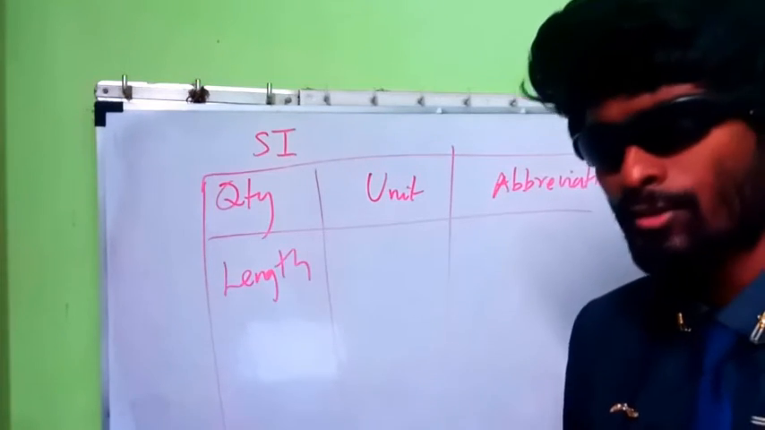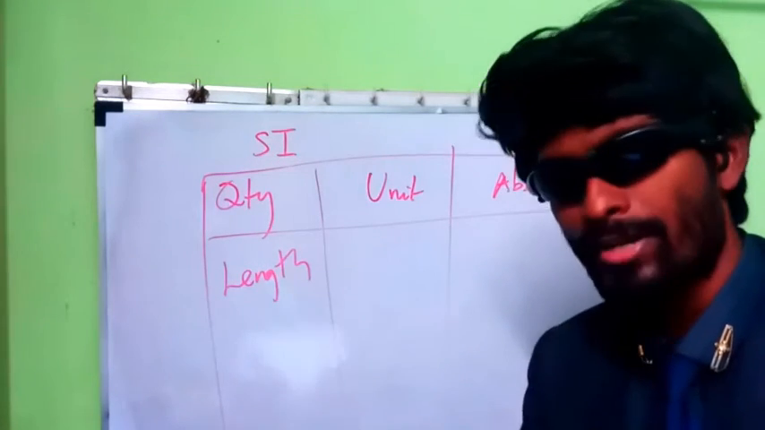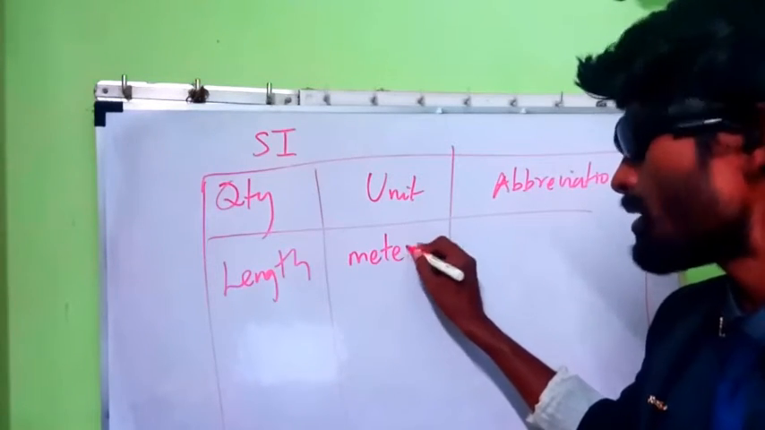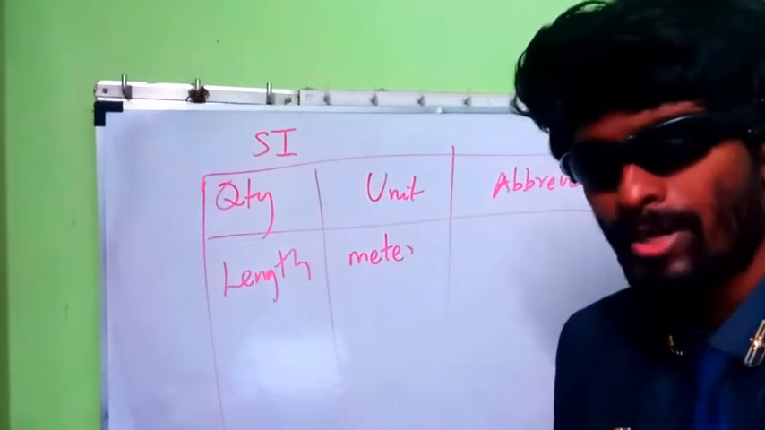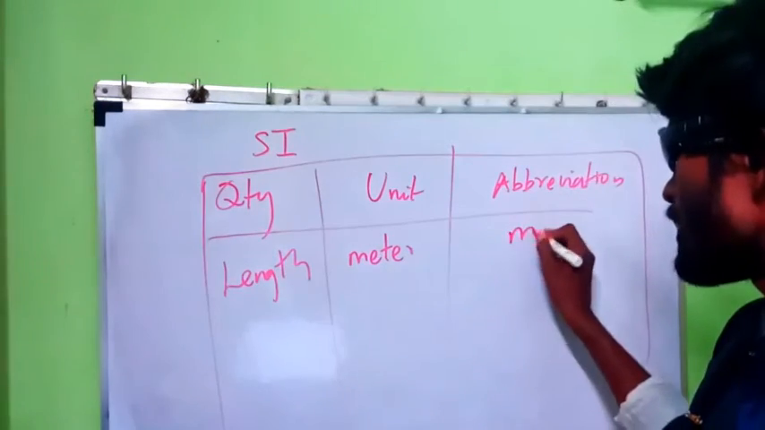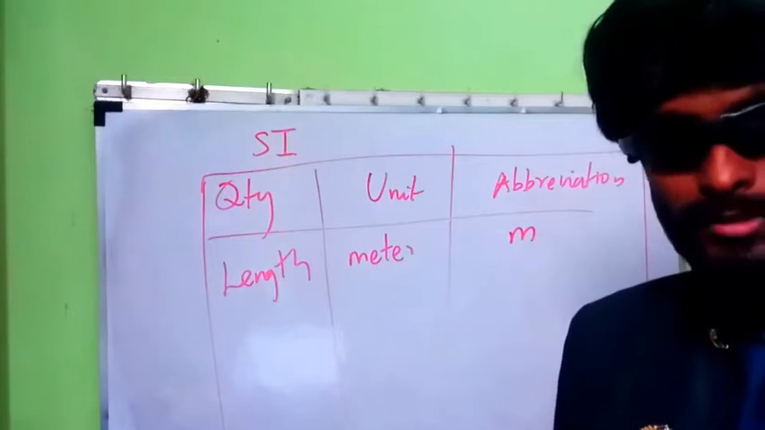So length, as everyone usually knows, is measured in the form of a meter. Is it right? So I just write meter, M-E-T-E-R. Usually we know the abbreviation of meter, that means M is the short form of meter. Is it right? And so I write M. And after length, I go with the mass.